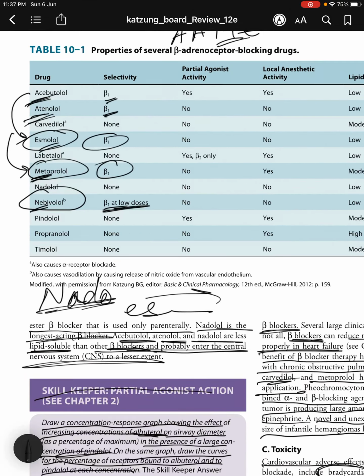So, local anesthetic activity. What all has local anesthetic activity? You have A for anesthesia, A for acebutolol, but atenolol says no to anesthesia. Labetalol has anesthetic activity, and metoprolol has anesthetic activity. Pindolol has anesthetic activity, propranolol has anesthetic activity, timolol does not, so you can use it in the eye and the reflexes will not be impaired. Because reflexes are not impaired, you won't have corneal ulceration if you use timolol in the eye.